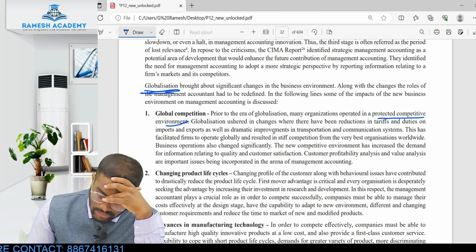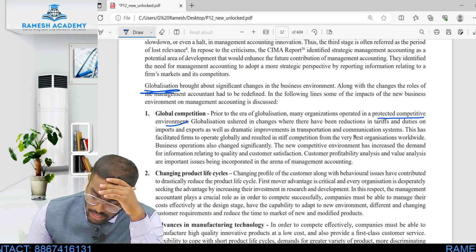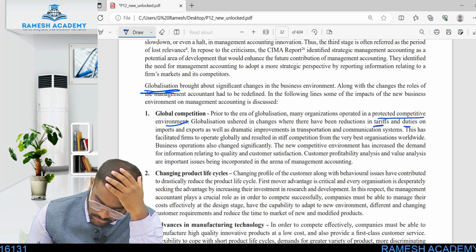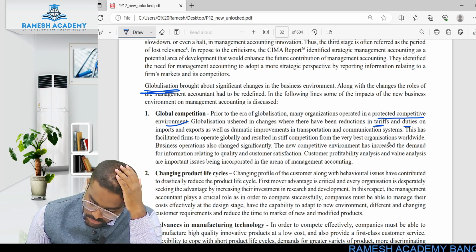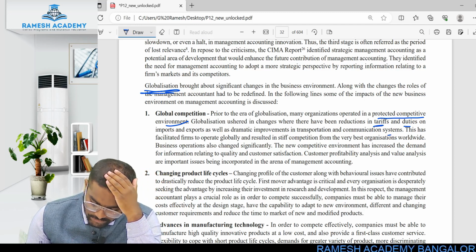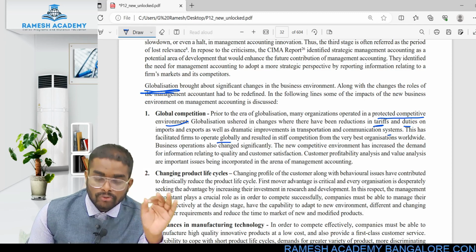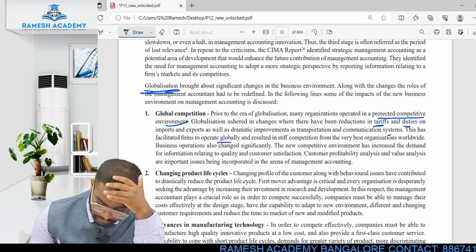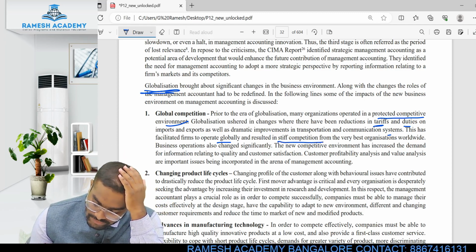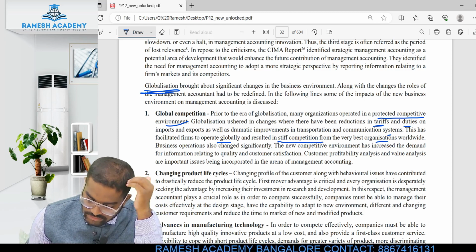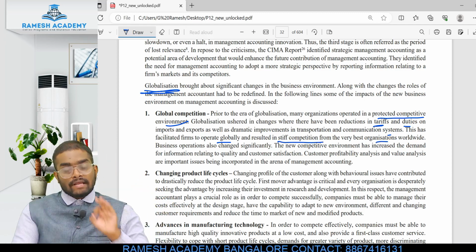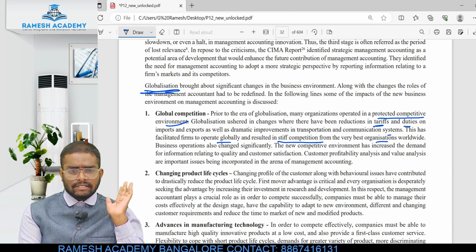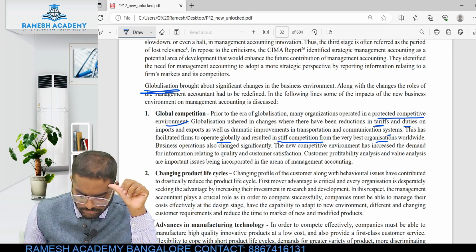Now globalization ushered in changes where there have been reductions in tariffs and duties on imports and exports, as well as dramatic improvements in the transportation and communication system. This has facilitated firms to operate globally. So now an American company can come into India and sell, like Apple, and this resulted in stiff competition from the very best organizations worldwide. So now we are getting very stiff competition. There is cutthroat competition between the business entities.